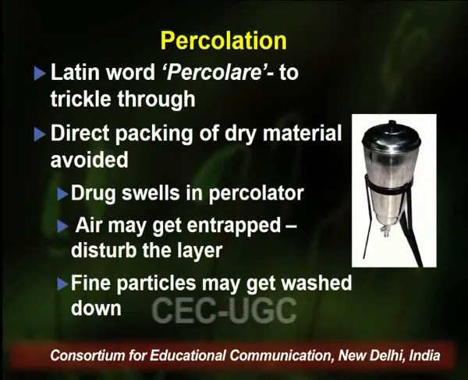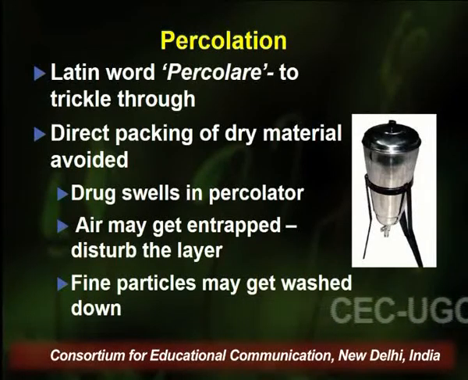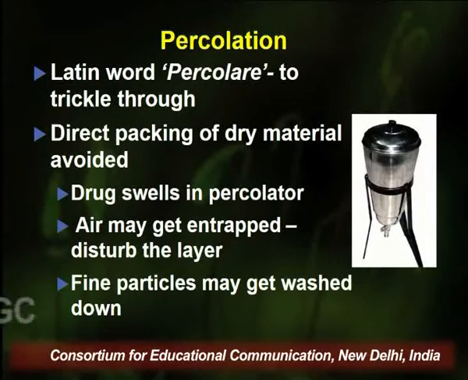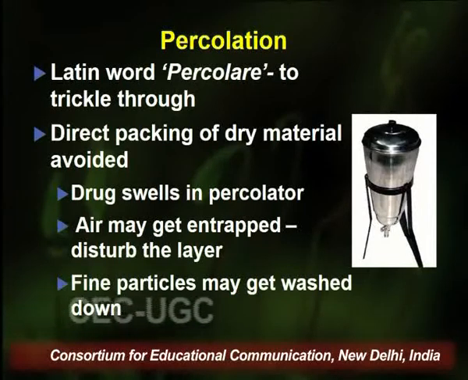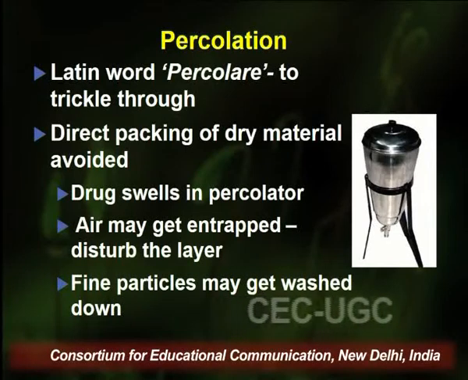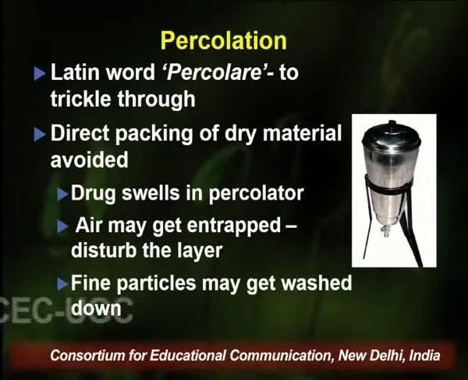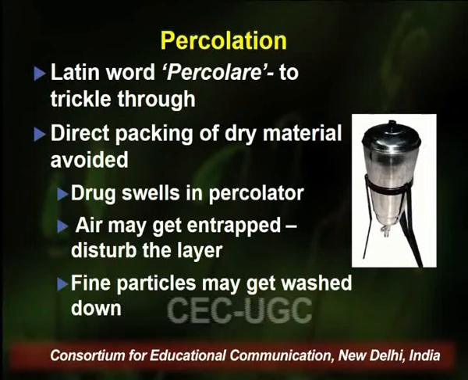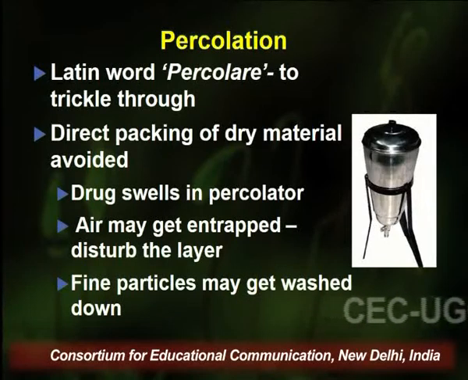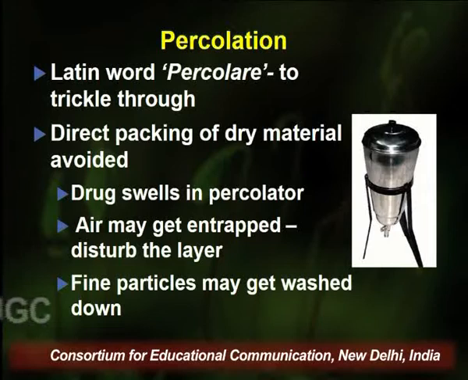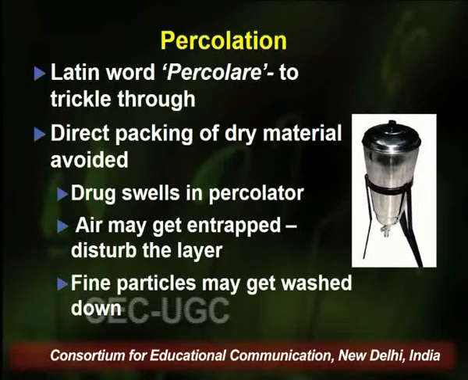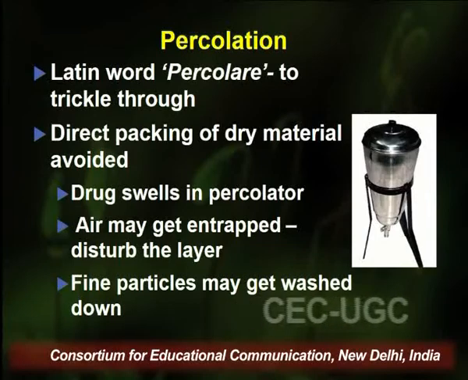So if you add the solvent before moistening the drug material, the air will be released from the dried material and get entrapped within the drug bed, and this will disturb the layer of the drug that has been set in the percolator. This disturbance due to air entrapment will cause incomplete or non-uniform extraction of the drug material, because where the air is entrapped, the solvent will not be able to pass through that area. That drug material will remain partially extracted or will not be extracted by the solvent.